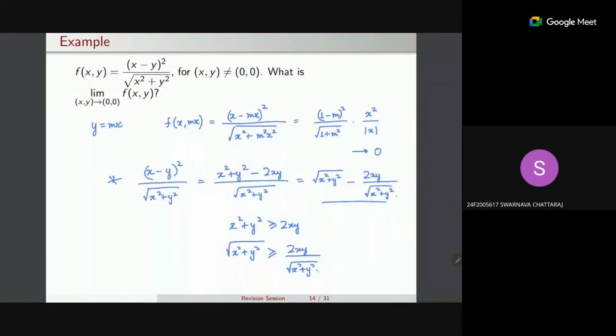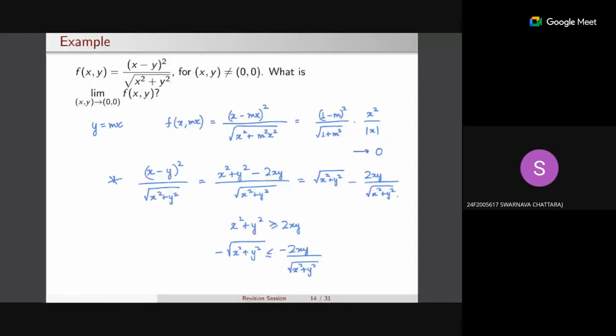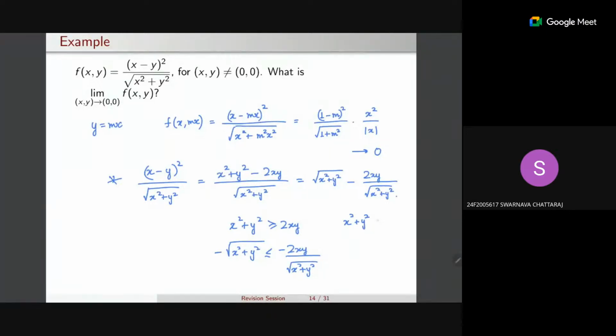Or since I'm dealing with minus 2xy, let me just write this as this. This is okay. And on the other hand, I have x squared plus y squared is also greater than or equal to minus 2xy. Why? Once again, because x plus y the whole square is greater than or equal to 0. So what does this give me? This gives me the square root of x squared plus y squared is greater than or equal to minus 2xy divided by the square root of x squared plus y squared.